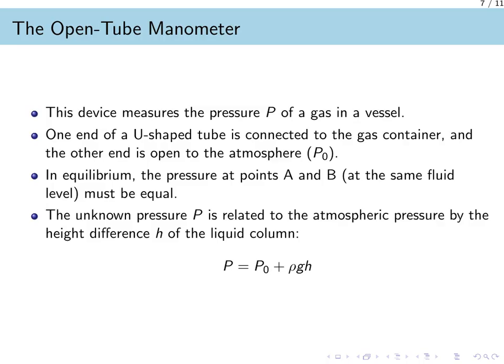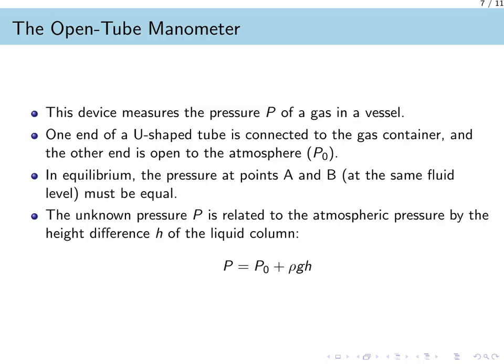When the system is in equilibrium, the pressure at any 2 points at the same horizontal level within the liquid must be equal. The pressure on the gas side, which we will call P, must therefore balance the pressure on the open side. This pressure on the open side is the sum of atmospheric pressure, P0, plus the pressure from the excess column of liquid of height h. This fluid pressure is ρ times g times h.